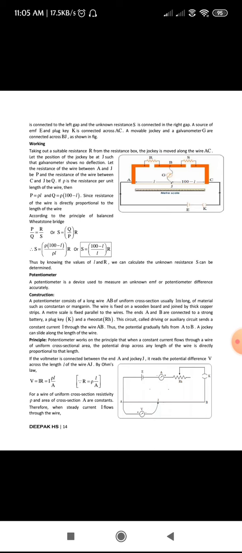Next, we went through the potentiometer also. As I said, a potentiometer is a device which is used to measure an unknown EMF or potential difference accurately. To measure the potential difference or potential drop, we can make use of a device called a voltmeter. So to measure the voltage drop, we can use either a voltmeter or a potentiometer. Which is better? As I said in the last class itself, the potentiometer gives the accurate value. Why is that? Because the potentiometer doesn't draw any current from the circuit.